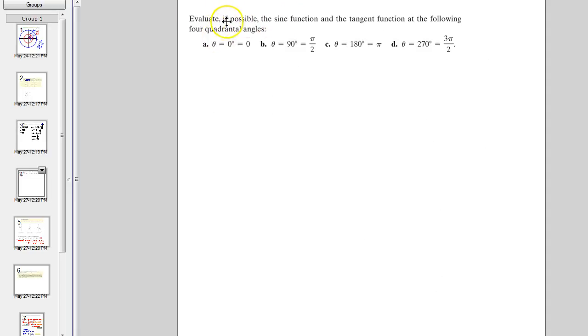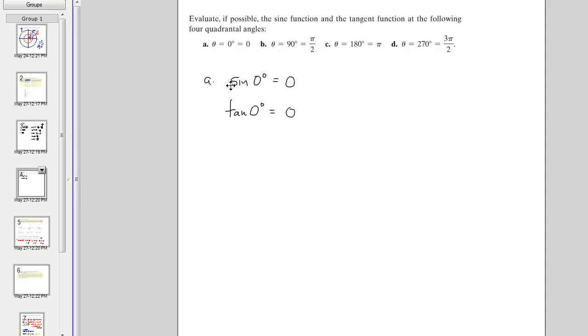Alright, evaluate, if possible, the sine and the tangent of the following 4 angles. So our quadrantal angles. The quadrantals are 0, 90, 180, 270, pi over 2, pi, 3 pi over 2. It's just moving around that positive x and y axis, the negative x and y axis. So the sine and tangent of each one of these. So the sine of 0, the tangent of 0. Remember, sine is the y coordinate, tangent is the slope.